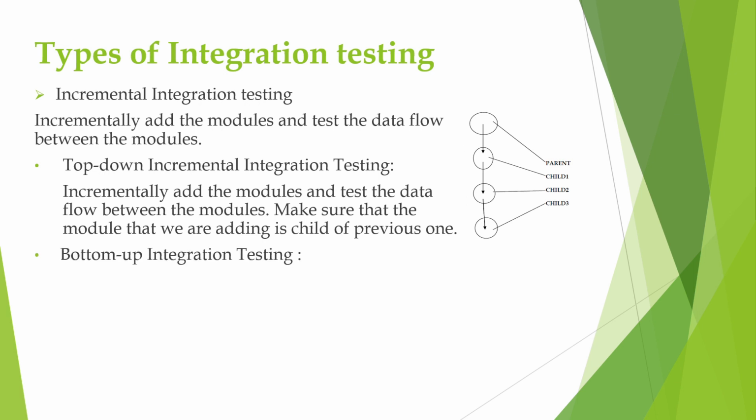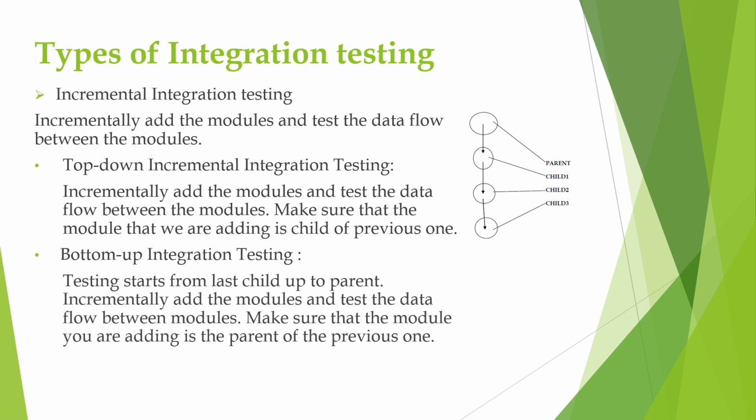Next we'll see bottom-up integration testing. In this, we'll start testing from the last child up to the parent. We are incrementally adding the modules and testing the data flow between them, but we should make sure that we are adding the parent of the previous one. Before, we were adding the child of the previous module, but here we are adding the parent. So it flows vice versa of the top-down. This is called bottom-up incremental integration testing.